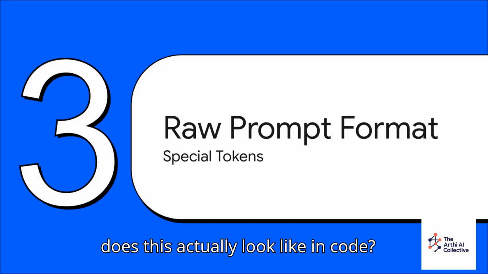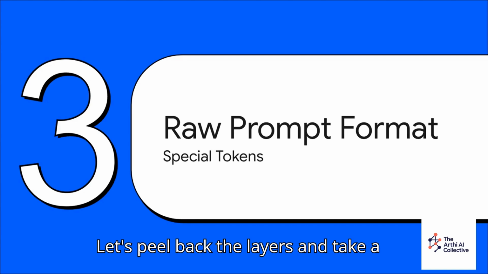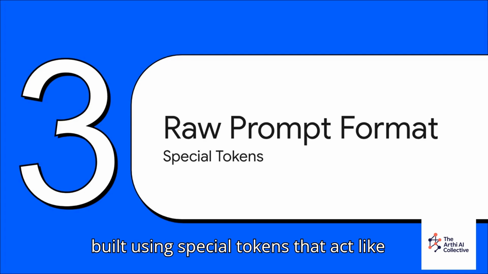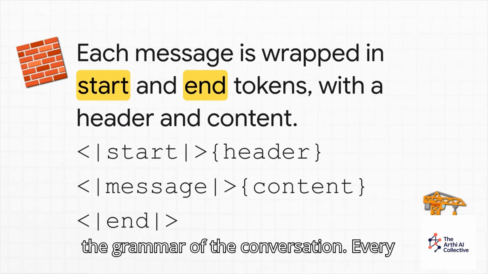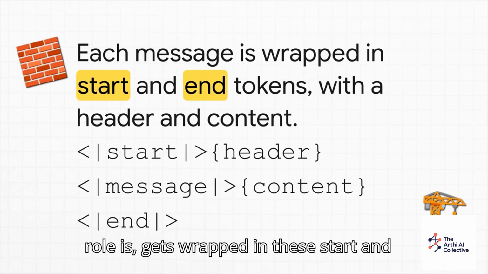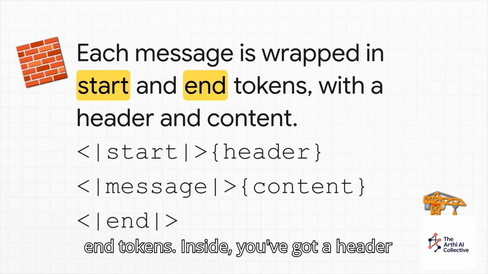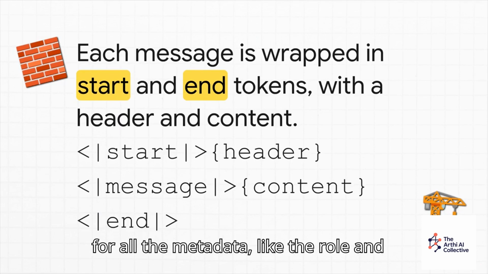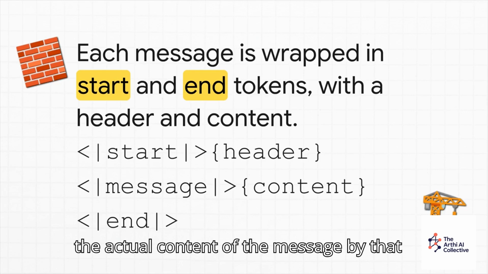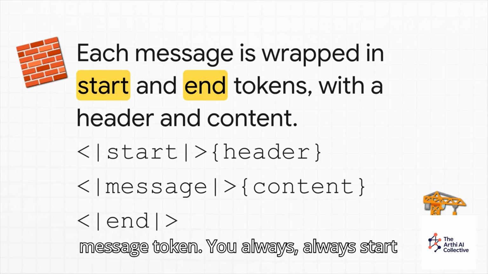So what does this actually look like in code? Let's peel back the layers and take a look at the raw prompt format. It's all built using special tokens that act like the grammar of the conversation. Every single message, doesn't matter what the role is, gets wrapped in these start and end tokens. Inside, you've got a header for all the metadata, like the role and the channel, and that's separated from the actual content of the message by that message token.